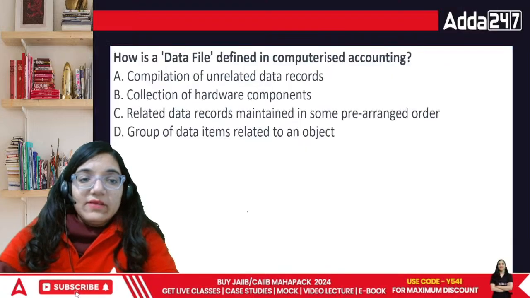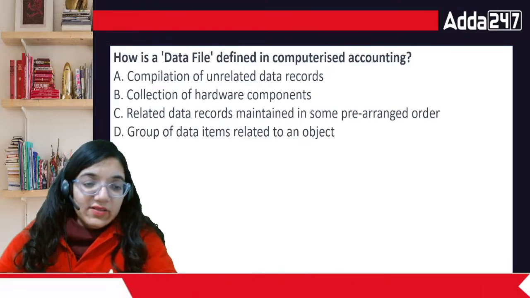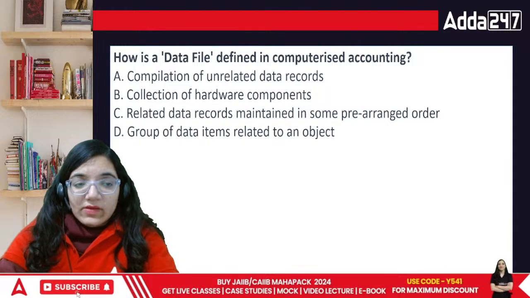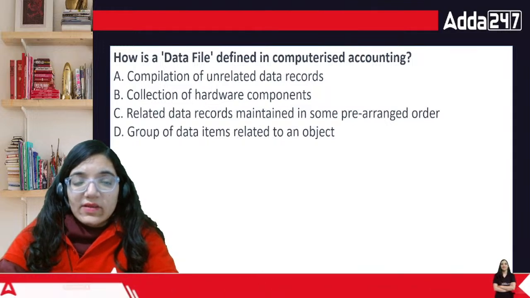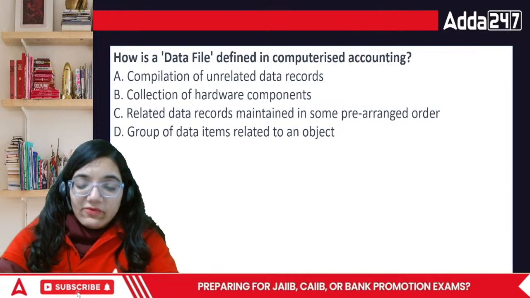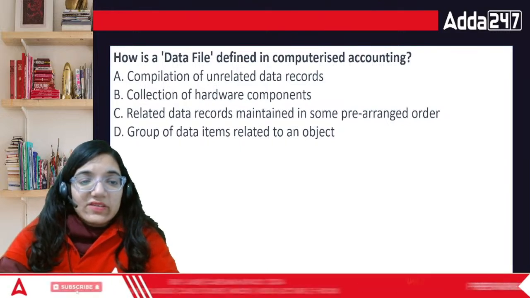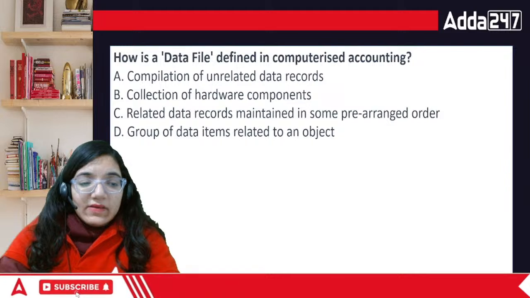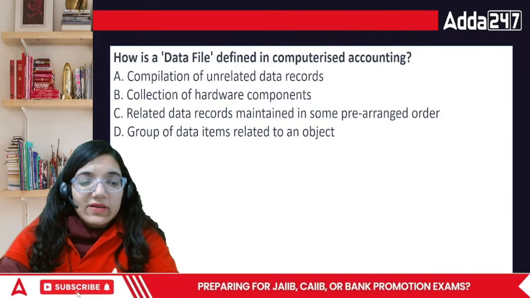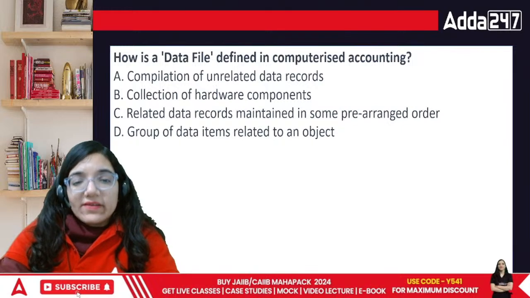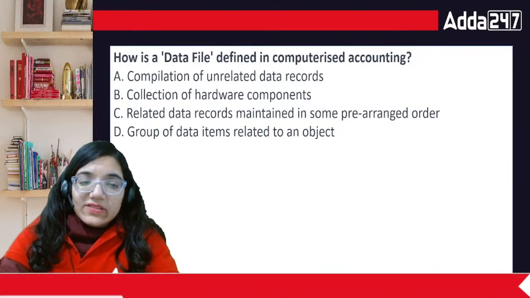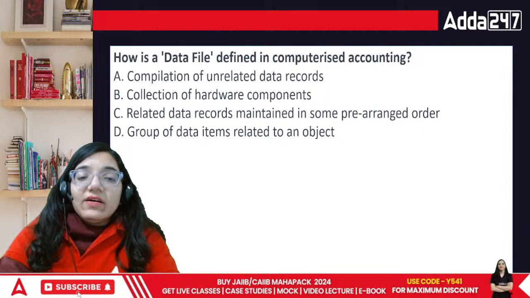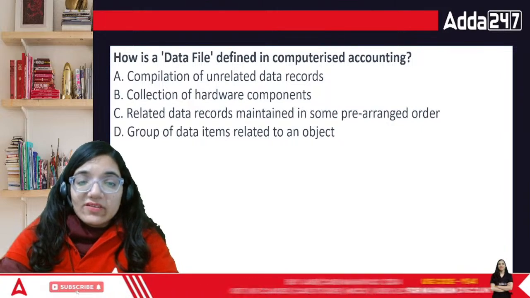Okay. Then comes the next question. How does a data file define? The question says, how is a data file defined in computerized accounting? How do we define it? How is a data file defined, everyone? Compilation of unrelated data records, then collection of hardware components, then related data records maintained in some pre-arranged order, or group of data items related to an object. What would be the answer according to you?